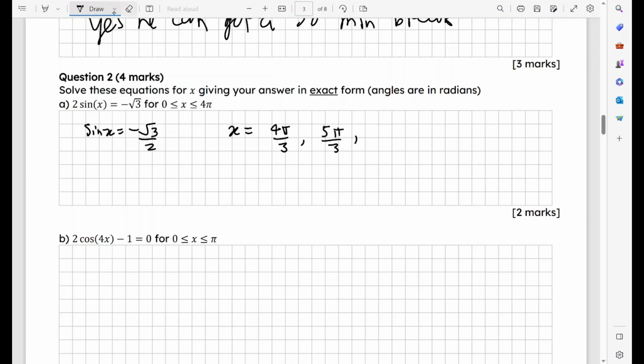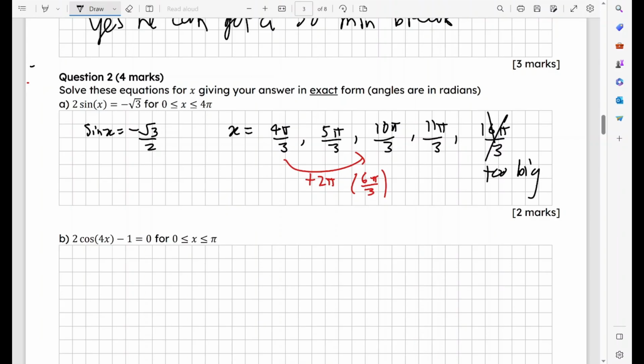And then we need to keep adding on multiples of 2 pi to get any more angles. So plussing on 2 pi there, which is the same as adding on 6 pi over 3, is going to give us up to 10 pi over 3 for our next answer. And then if we do the same thing there, we're going to get 11 pi over 3. Now if we kept going, 10 pi over 3 plus 2 pi gives us 16 pi over 3. But that is too big because 16 pi over 3 is a lot bigger than 4 pi. 4 pi is like 12 pi over 3, so you can see 16 is too big.